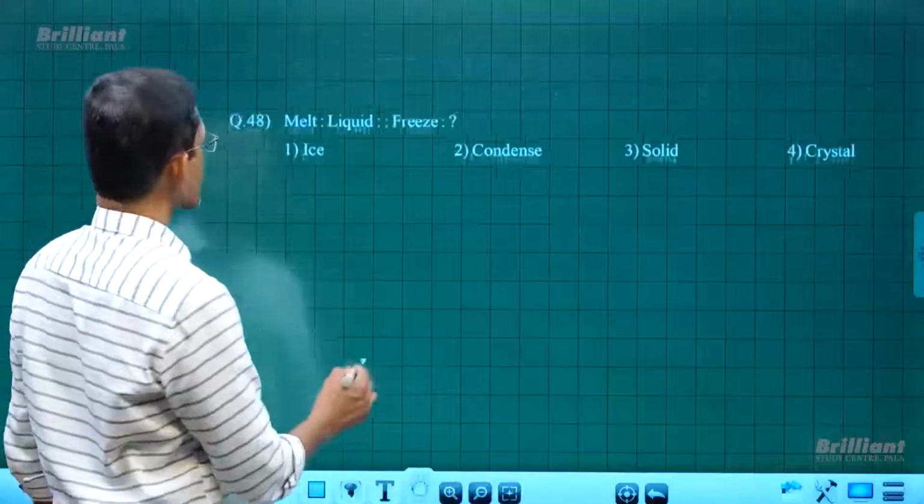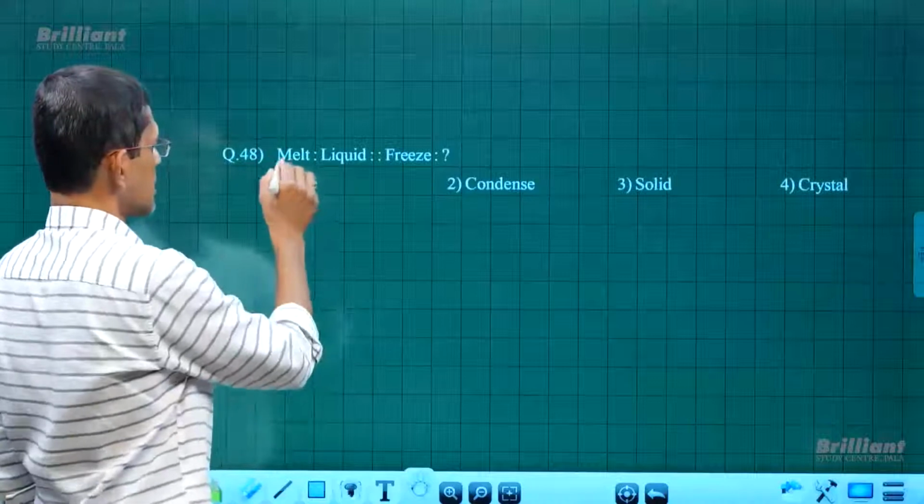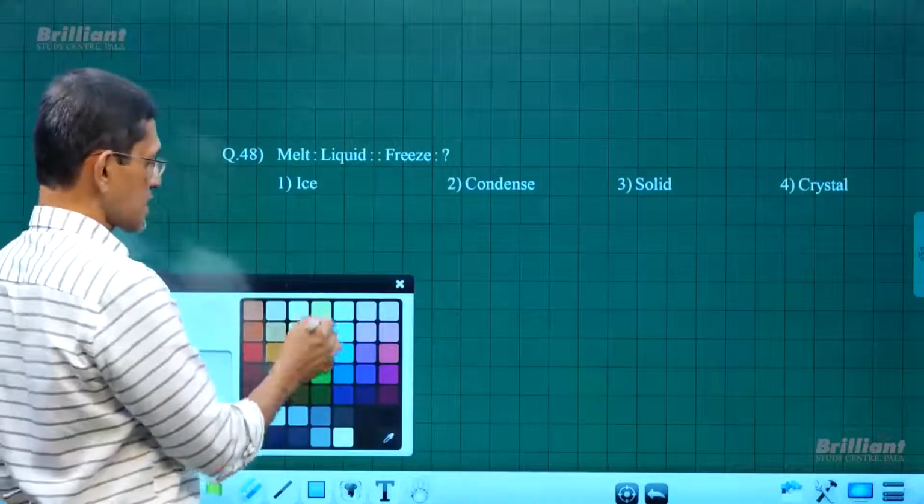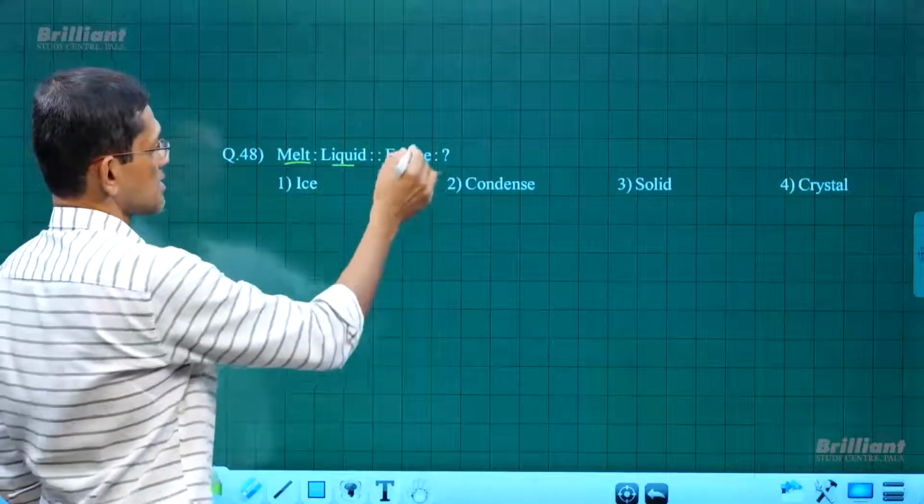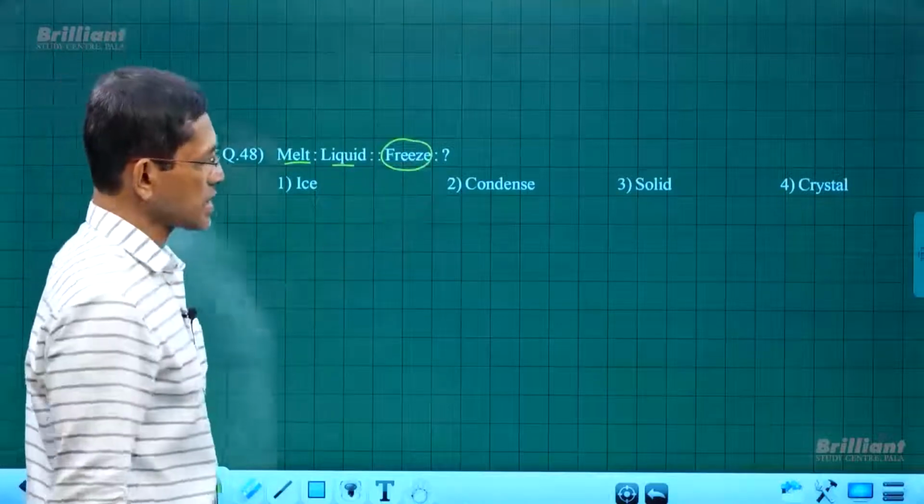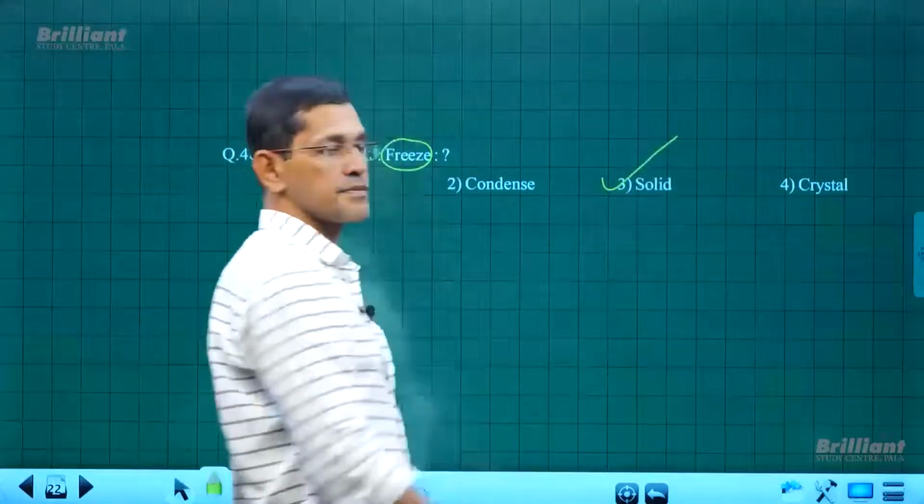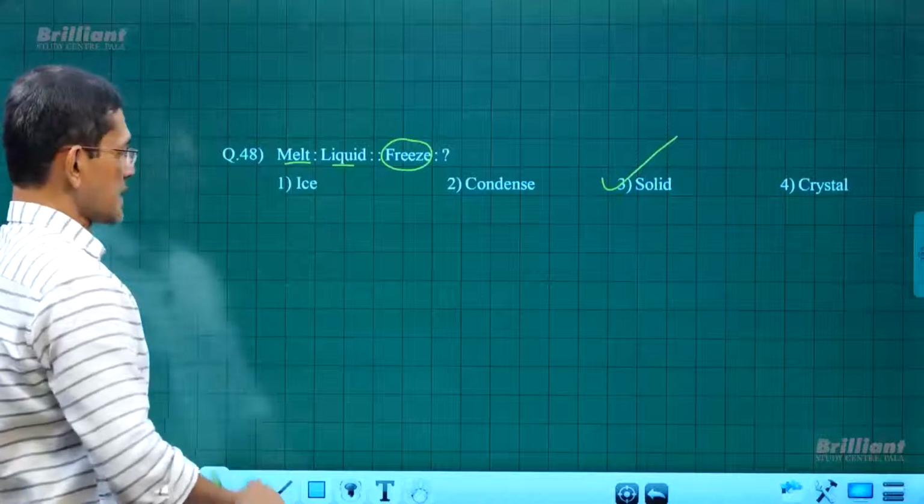Number 48. Melt is liquid. If something is melted, what we get is liquid. Something is frozen, then what you get is a solid. So that's the answer.